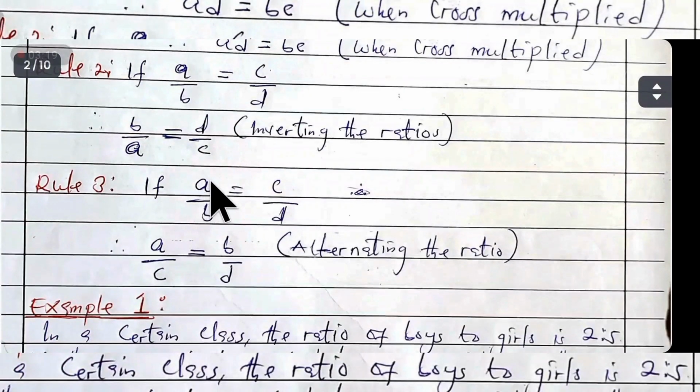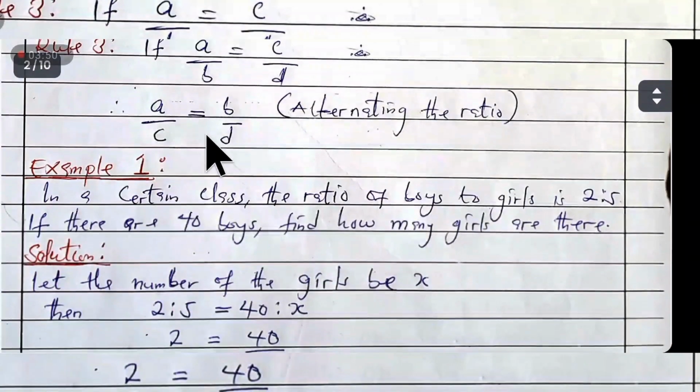Rule number three, if A over B is equal to C over D, therefore A over C is equal to B over D, alternating the ratio. Yes, this is A over B equals C over D. You discover that we alternate this ratio by taking this C to become the denominator of A, and then taking this B to become the numerator of D. You have changed it and it is still the same.